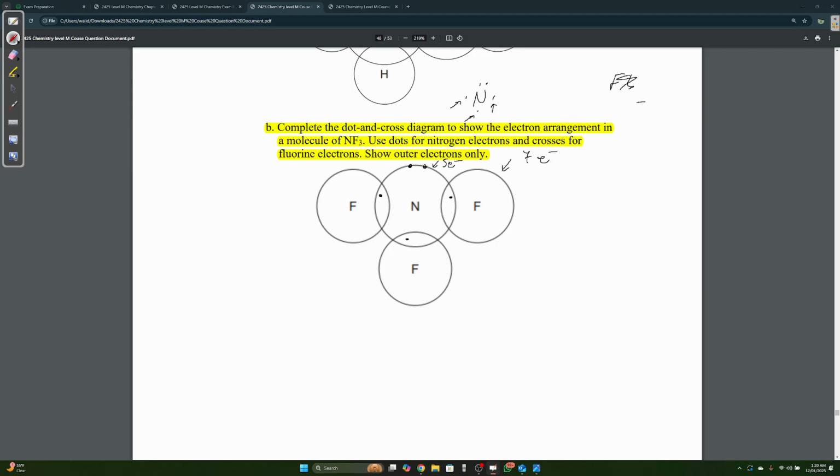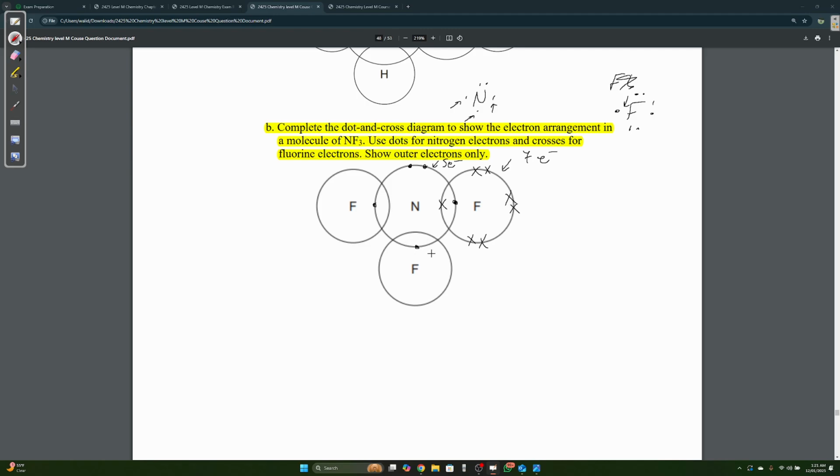Fluorine looks like this: 1, 2, 3, 4, 5, 6, 7. It has this one free, so you do 1, 2, 3, 4, 5, 6, and the 3 pairs you put here. They want me to write it like this, and they put the electrons on the boundaries. It's fine. In my opinion, it doesn't matter, but it's the way I was taught in class.